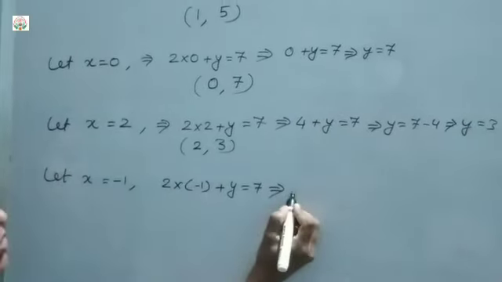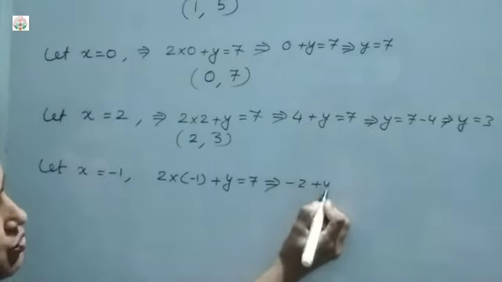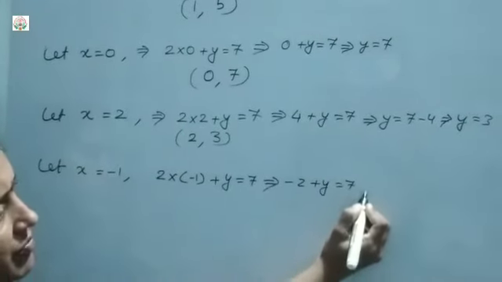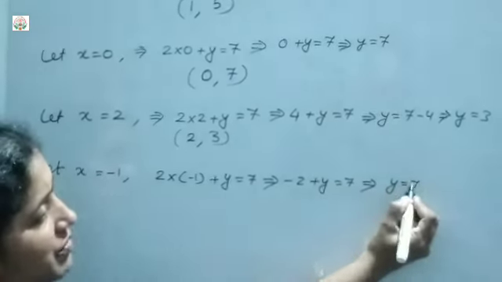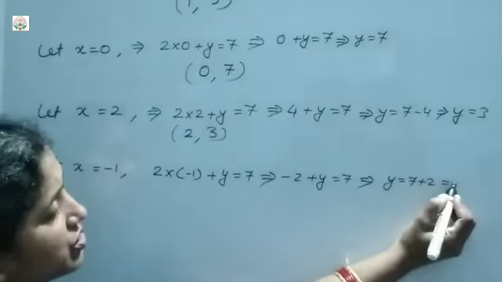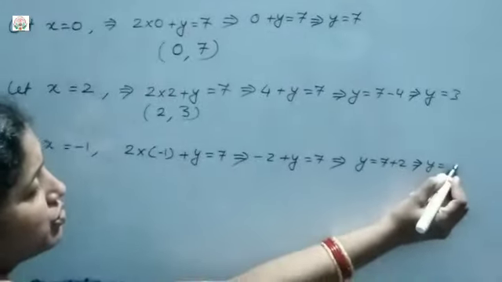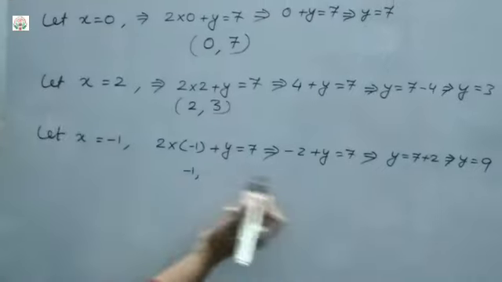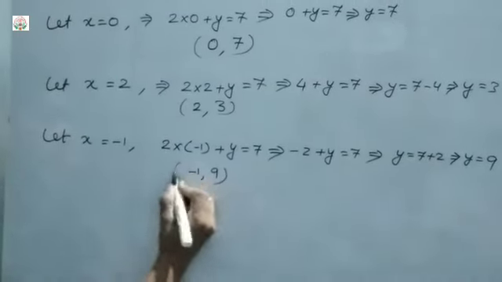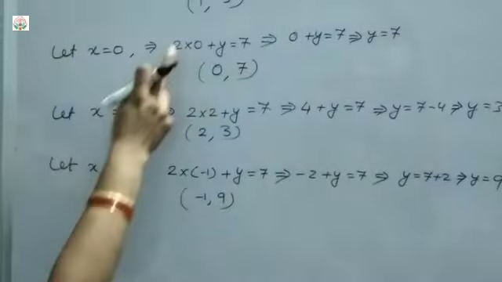So plus into minus will be minus 2 plus y equals 7. Implies, now transposing, what will we get? y equals 7 plus 2, which is y equals 9. That means when x value is minus 1, what is my y value? 9.